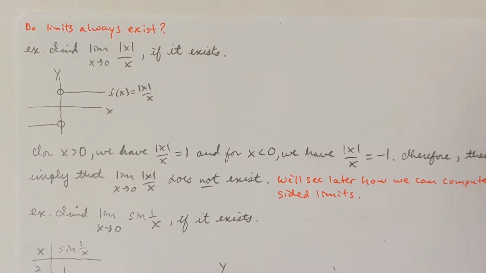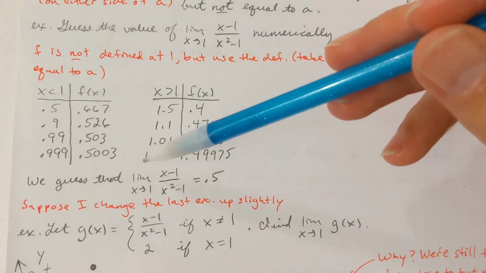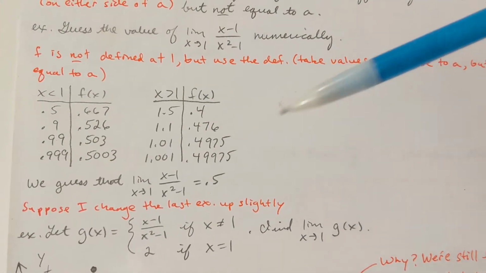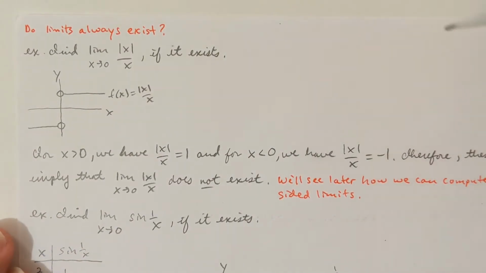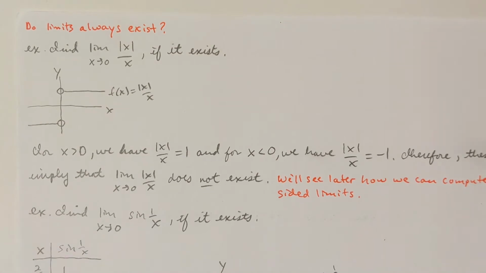Now, one question that we might have, after seeing some examples in the previous video, is, do limits always exist? I was able to set up a table here and guess a limit. Am I always going to be able to do that? No. Limits don't always exist. So let's take a look at some examples next here.